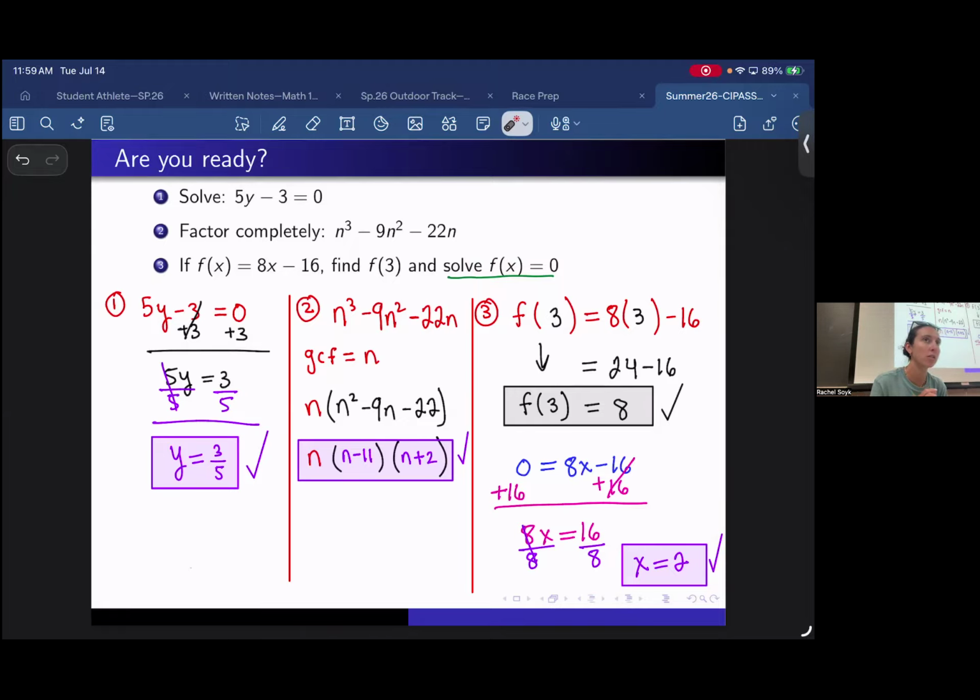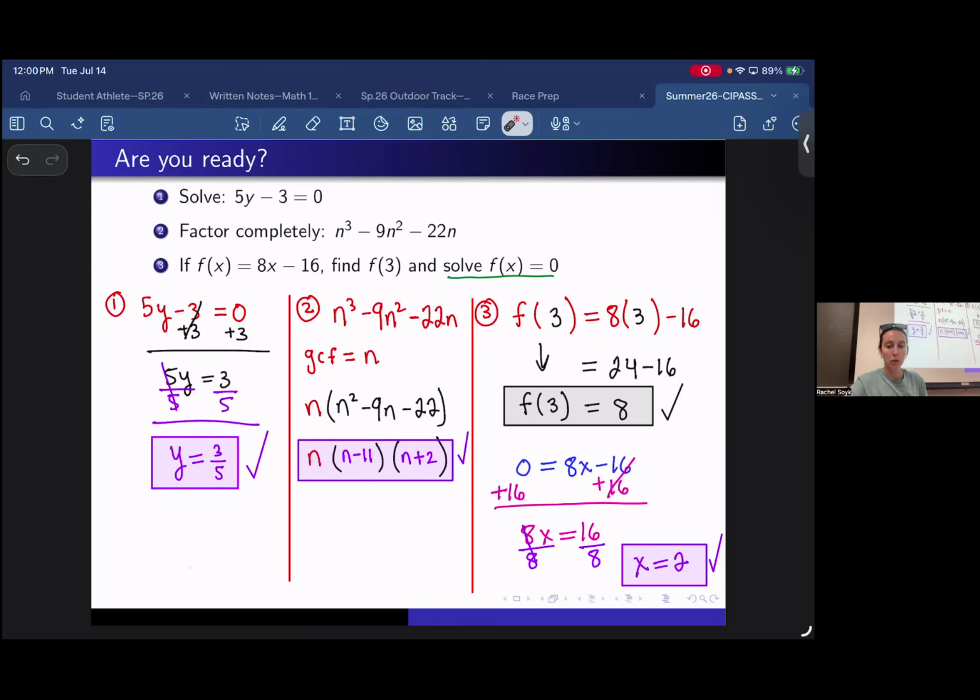You have a question, Yusuf? So for question number three, there are two separate questions here. It's saying find f of 3, which is this part, and then it's saying solve f of x equals 0, which is this part. Yeah.